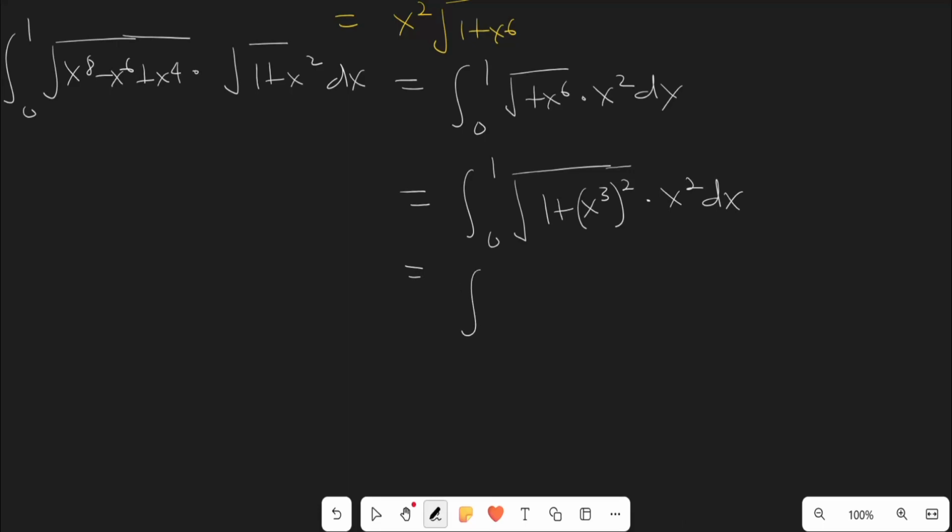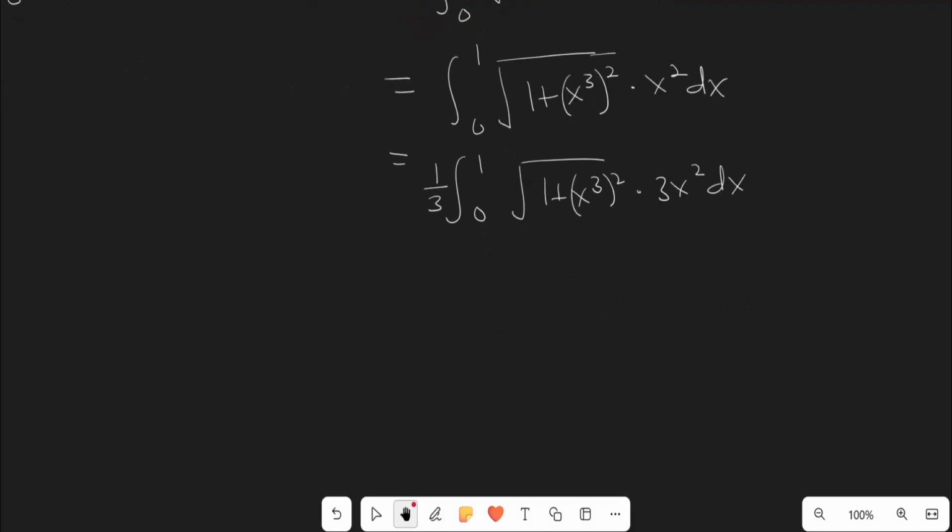And I will divide the integral by 3 and multiply by 3. So we have 1/3 times the integral of the square root of 1 plus x to the third squared, times 3x squared dx, like this.